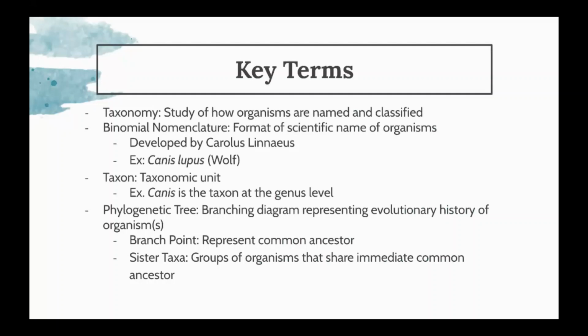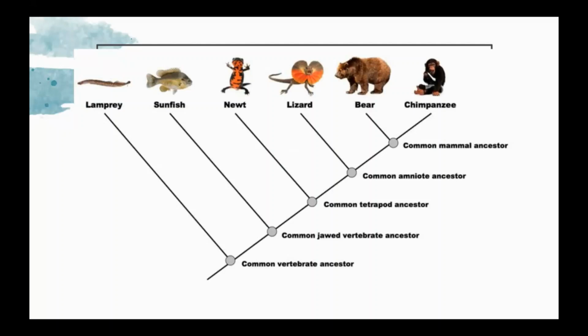To diagram taxonomy, or to diagram evolution and speciation throughout history, we use phylogenetic trees. They are diagrams that represent the evolutionary history of an organism. And so you can see here that each point at the branch is going to represent a common ancestor. And then these two branches are sister taxons.